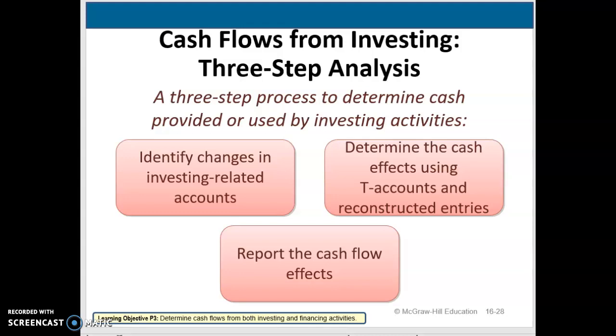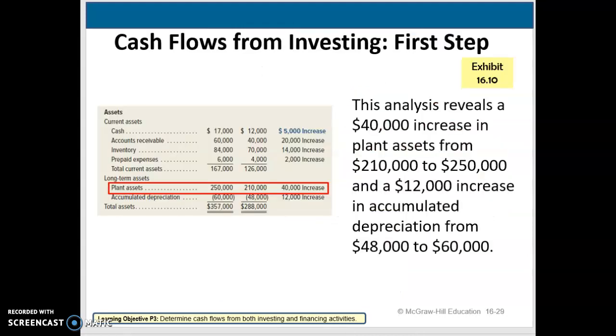So we're going to break down into three different steps. We're going to identify the changes. We're going to set up a T account and look at what the entries would have been so we can see what affected cash and what didn't. And then we'll report the changes on the cash flow.